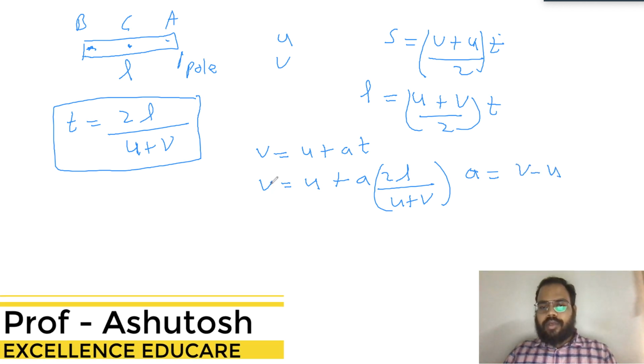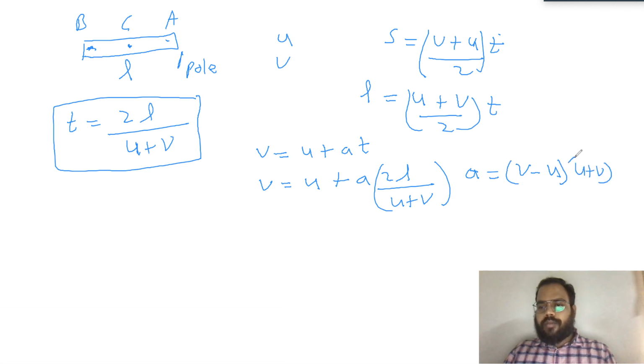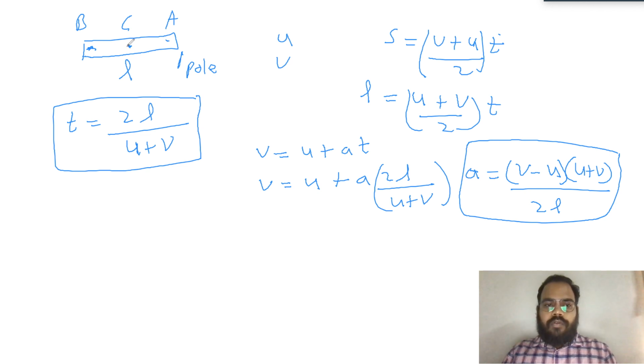So if I take this, it will be v minus u, and then it will be multiplied by u plus v divided by 2L. So this is your answer for the acceleration. Now finally you have to find with what velocity did the point C cross the pole.